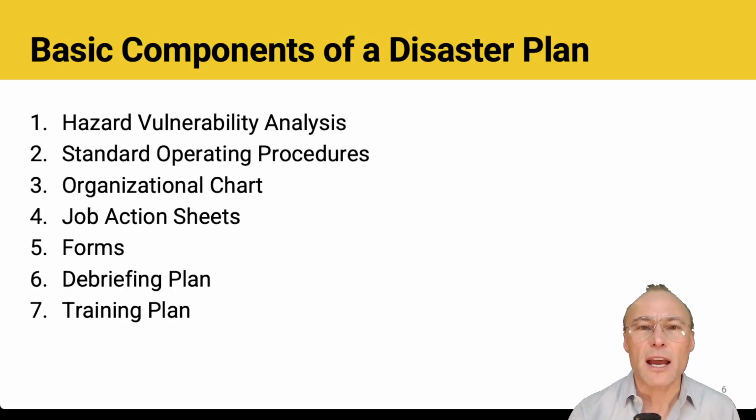Now, a disaster plan should have all 7 of these components, which includes a hazard vulnerability analysis, some standard operating procedures, an organizational chart, job action sheets for all of the key jobs within the description, some forms, a debriefing plan, and a training plan.